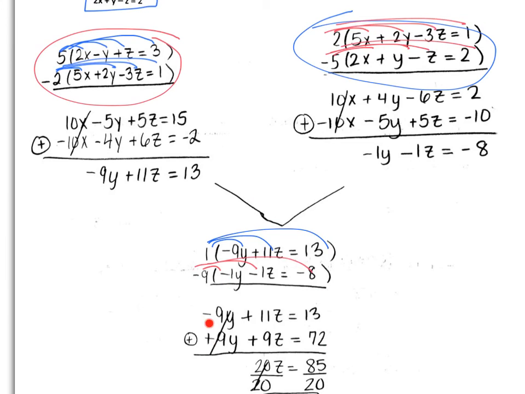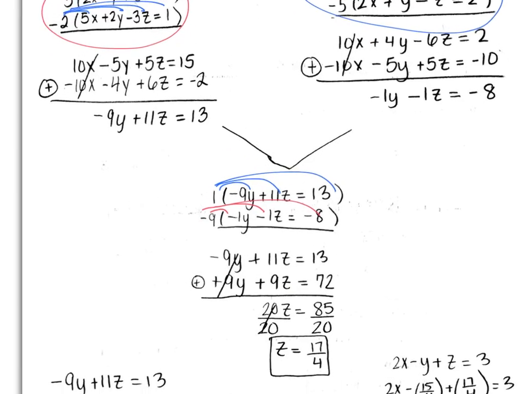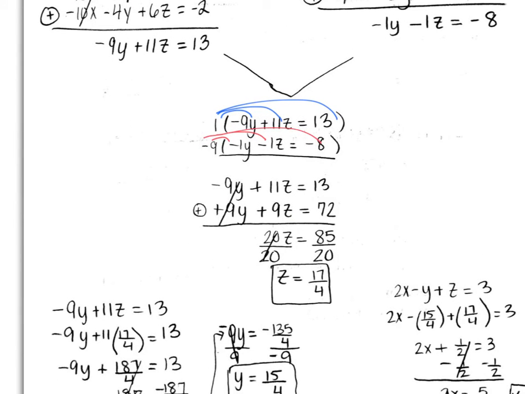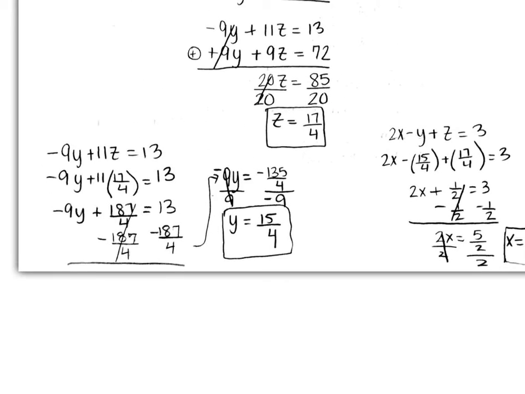So you see how now these are opposites, so that when I add them, they cancel. When I add these, I get 20. When I add these, I get 85. Now some of you may have already answered this and were like, oh no, I got a fraction, it's wrong. But actually it's not. 17 over 4 is the correct answer. If you got the decimal equivalent, just double check to make sure it's the same fraction.